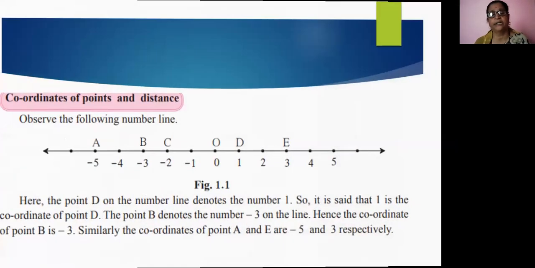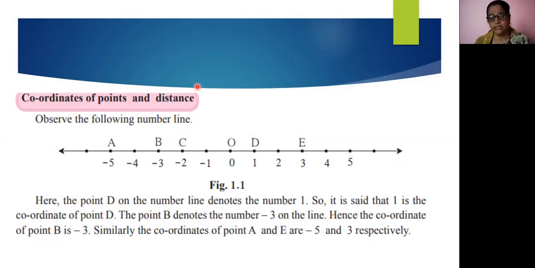Next, we are going to study the number line. In this number line, you can see the starting point starts from 0. Here O is a point and the coordinate of O is 0. Like that, point D has coordinate 1, and point E has coordinate 3. On the right side, numbers are positive, and on the left side, numbers are negative.